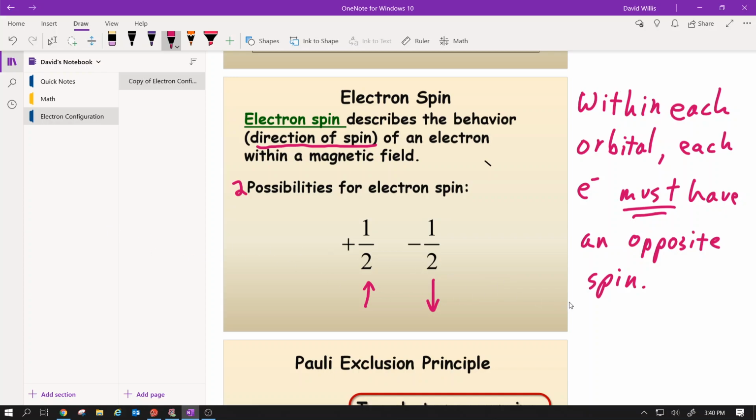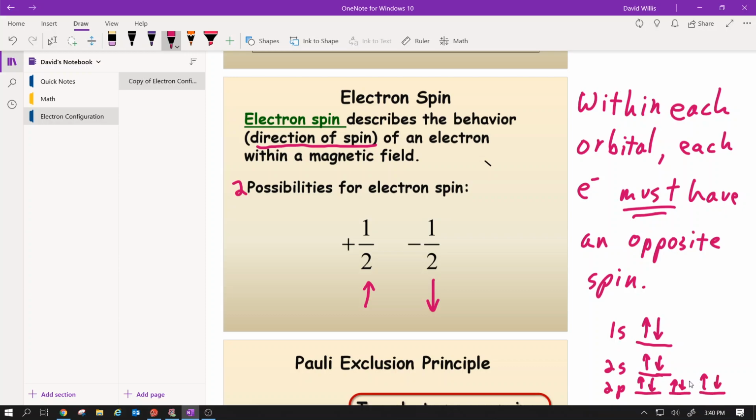So within our, for example, 1s orbital, we're going to have 2 electrons max. One is going to have an up spin and one is going to have a down spin, or plus 1/2 and minus 1/2. Within our 2s, we're going to have, again, an up and a down. Within our 2p, we have 3 lobes, so we have 3 orbitals. And what we'll find out tomorrow is that they fill up, up, up, and then down, down, down.